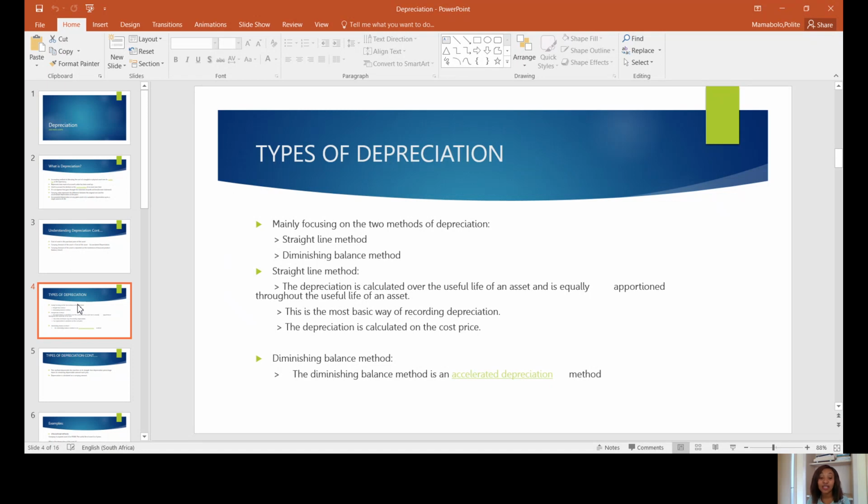It is very important to note this part because what makes it different to the diminishing balance method is that the depreciation with the diminishing balance method is calculated on the carrying value of the asset. So with the straight line method, the depreciation is the same throughout the years and it is calculated on the cost price. With the diminishing balance method, the depreciation is different every year and it gets smaller over the years, and it is calculated on the carrying value of the asset, which actually makes sense because if you think about it, if the carrying value of the asset is getting smaller and smaller, it means that our depreciation throughout the years will get smaller and smaller as well.